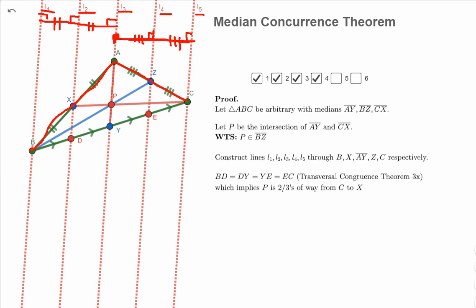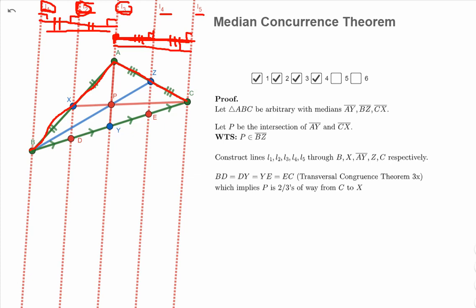So now we know that the distance between L3 and L4 is equal to the distance between L4 and L5. I also know the distance between L1 and L2 is equal to the distance between L2 and L3. But what I don't know is that the distances over here are equal to the distances over here. That's not clear yet. And I bet you can see why it is.